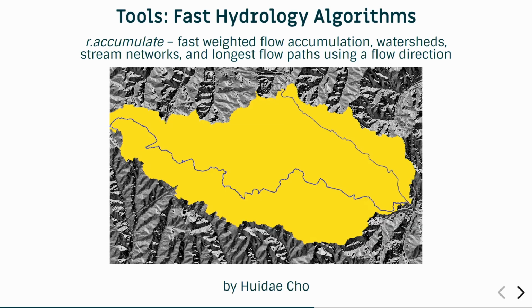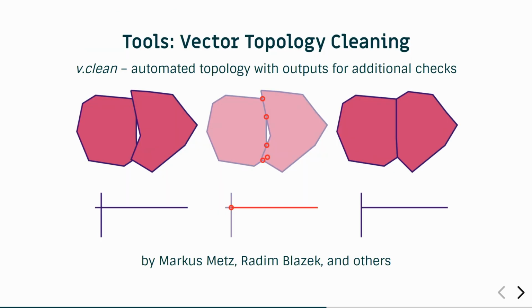And another strong area of GRASS is hydrology, and there were some latest additions there as well, and there is more actually coming. One of these tools is r.accumulate, which is for fast flow accumulation and watershed computation.